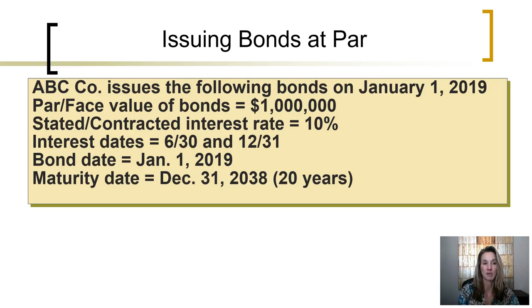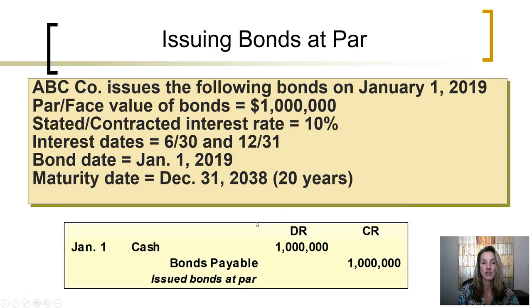So let's look at an example. ABC Company issues these bonds on the 1st of January 2019. The par, or face value of the bonds, is $1 million. The stated or contracted interest rate is 10%. The interest dates are June 30th and December 31st. The bond date is January 1st of 2019. They are 20-year bonds, so they mature on December 31st of 2038.